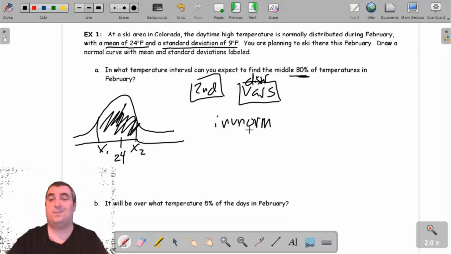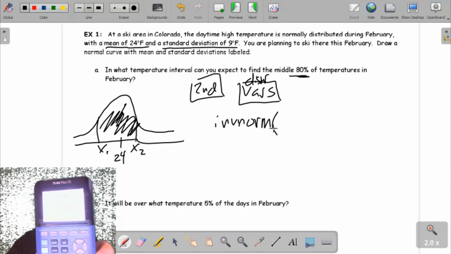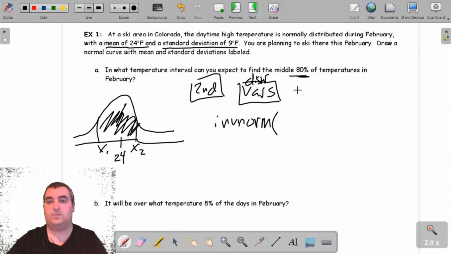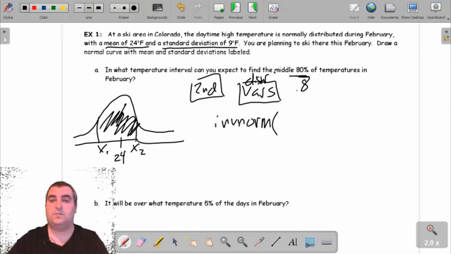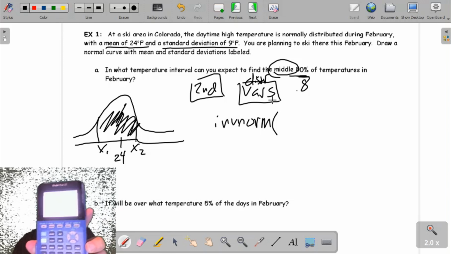Depending on how new or old your calculator is, you may have one of two things show up. If it just says inverse norm like this, you've got an older version of the calculator. Not as nice. You have to do a little bit more work; you have to do it twice. But if you get the little menu, you can just type in the percentage you want, so type 0.8. Then the mu, remember, is the mean, which they gave us as 24. Standard deviation of 9, so that's your sigma. The tail part changes depending on the problem. Here we're looking for the middle 80%, so you choose center. You then hit paste, then enter, and it gives you your answer right away.